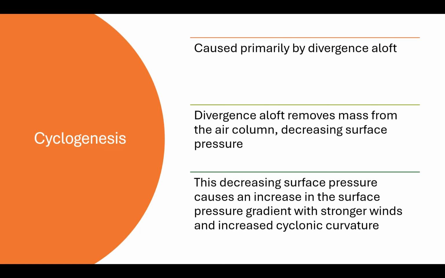Divergence aloft removes the mass from the air column, and when that happens, we get upward vertical rising air motion and decreasing or falling surface pressure. That is going to help in the process of cyclogenesis, right? This decreasing surface pressure causes an increase in the surface pressure gradient with stronger winds and increased cyclonic curvature.